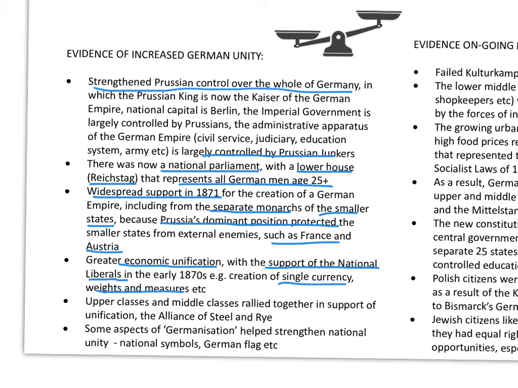And another point about evidence of increased unity is that there was a consolidation. The groups at the top of the social pyramid, the upper classes, in other words the Prussian Junkers and the monarchs of the smaller states, but also the middle classes, in particular the new industrial elites, but also the white-collar workers, the professional, educated middle classes, really rallied behind this idea of a new Germany as a good thing. And it's often called the Alliance of Steel and Rye.